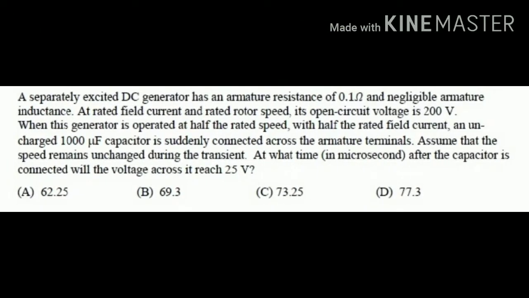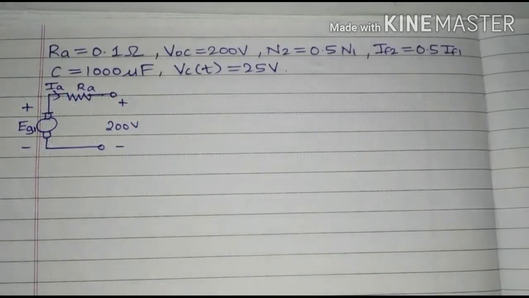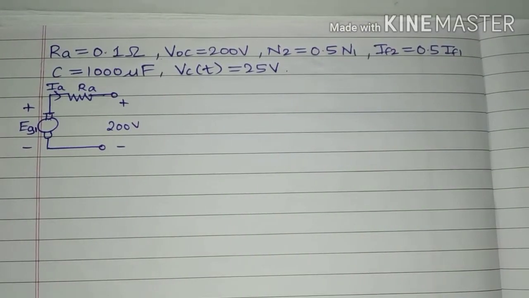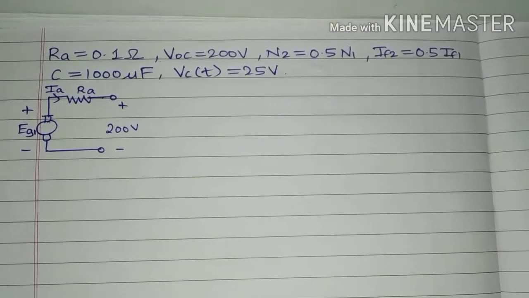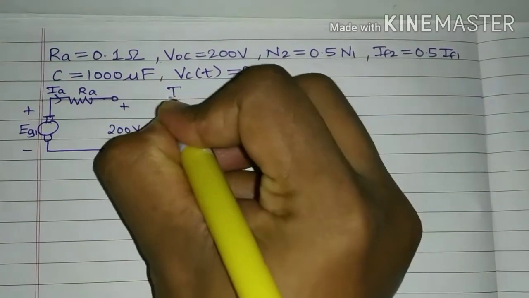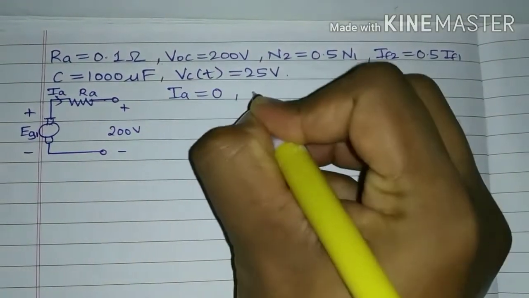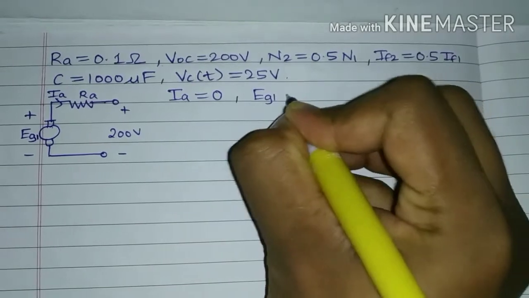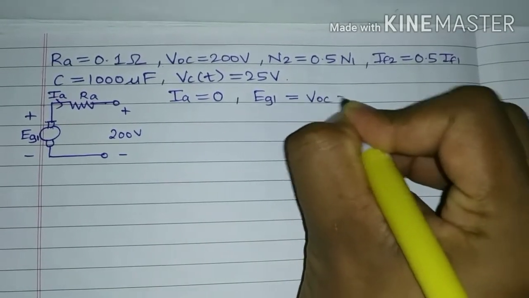In this question, you have to find out the time required for the voltage across capacitor to reach 25 volts. Again in this question, I have extracted all the data given and have drawn the armature circuit of a separately excited DC generator. Now during open circuit condition, the armature current is equal to 0. Hence Eg1 will be equal to the open circuit voltage, which is equal to 200 volts.